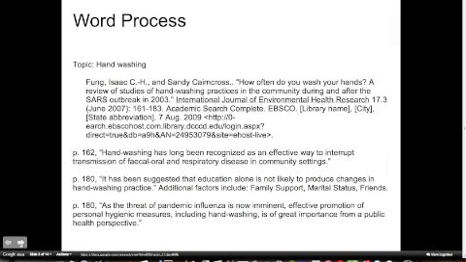A second way of doing this would be to use a word processor. You just word process your notes. This is a topic on hand washing, a source that I found, and it's cited in, I think, MLA format. And this is exactly what I would do for a topic on hand washing.